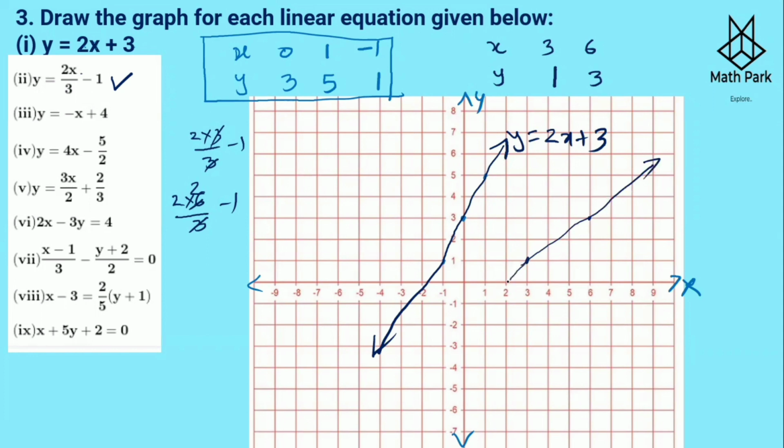So this is your graph. And this is the graph for y is equal to 2x upon 3 minus 1. Okay. The next graph is y is equal to minus x plus 4.